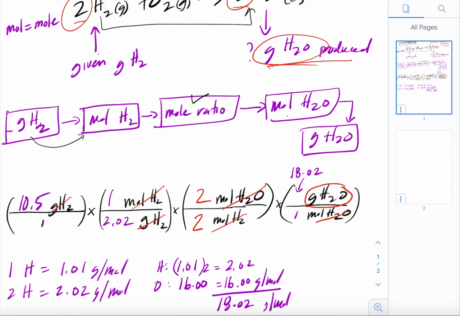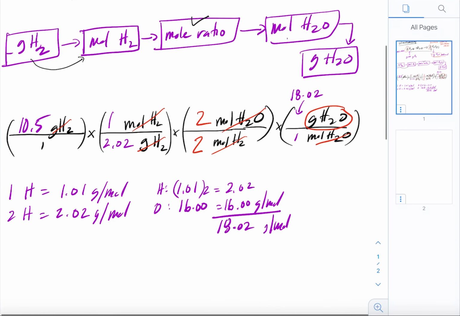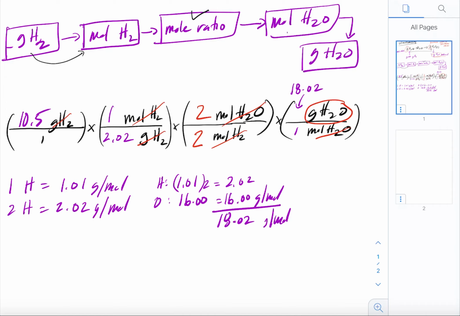So get out your calculator, and when you're plugging this in, you can do it a couple ways. The way I'm going to do it is I'm going to take all the numbers on the top. So I'll do parentheses 10.5 times 2 times 18.02 end parentheses divided by parentheses 2.02 times 2 end parentheses. On a graphing calculator, I like to use that because you can check your work before you hit enter to make sure that you put in what you thought you put in. And using parentheses is pretty easy to use and to see.